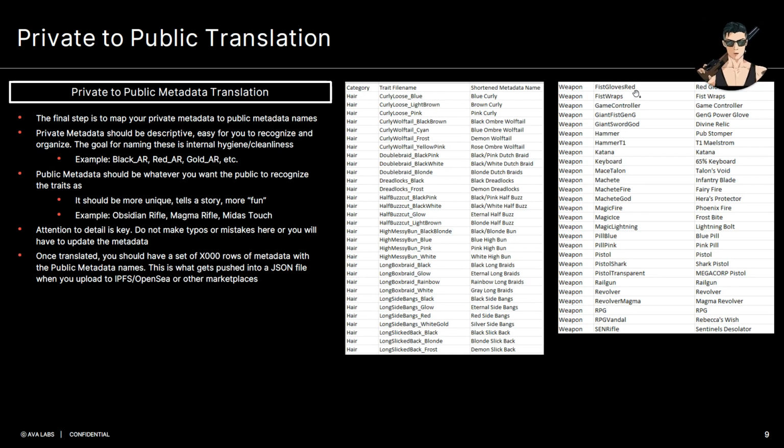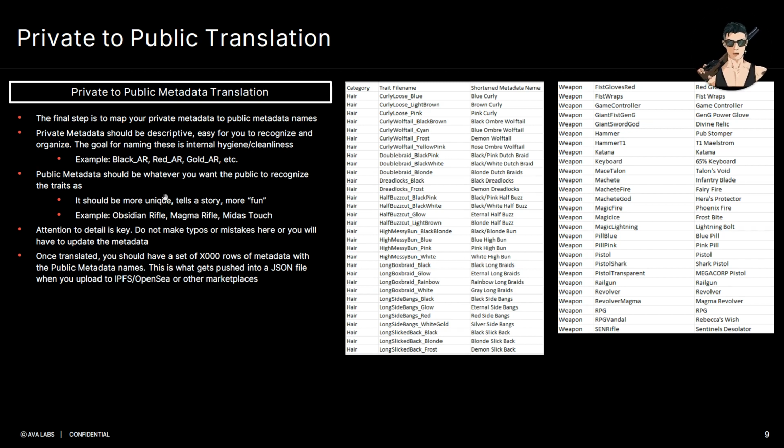So again, this shows the private to public translation. This is the final step where you map your private metadata names to your public metadata names. This is where you can be a little more fun. It can be more unique. It can tell a story. So things like obsidian rifle, magma rifle, Midas touch. These are things that actually appear in the collection and what the public will see.